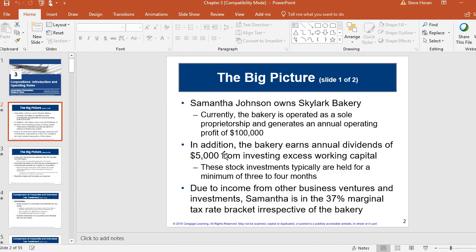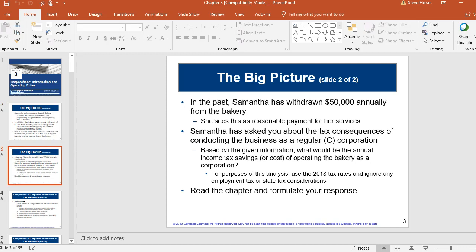So remember, it's a flow through in that setup. And so in her personal return, she's paying the 37% rate. In the past, she's taken $50,000 out of the business, which she believes is a reasonable payment for her services. She's coming to us to say, what should I do? Does it make sense for me to maybe switch over to be a C Corp?